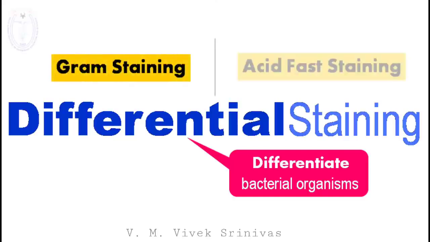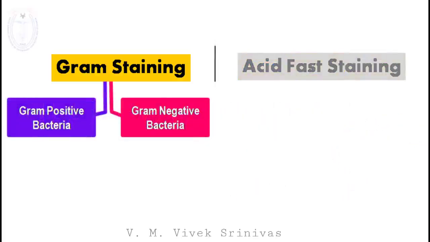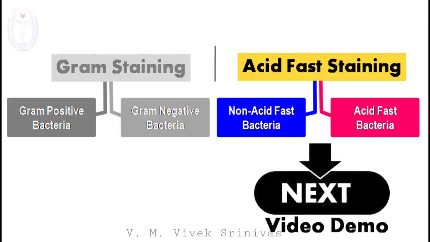Gram staining and acid-fast staining are the differential bacterial staining techniques. Gram staining differentiates the bacteria into gram-positive and gram-negative bacteria. Acid-fast staining differentiates the bacteria into acid-fast and non-acid-fast bacteria. We will see about the acid-fast staining in the next video demonstration.